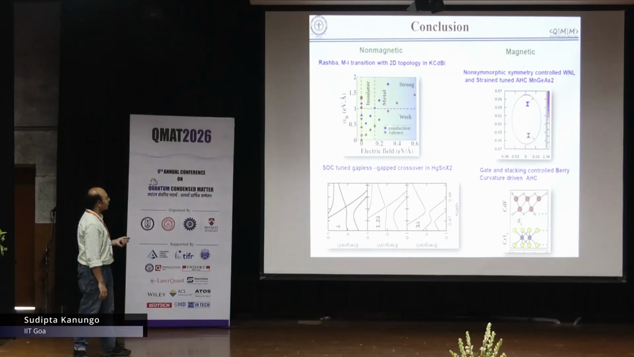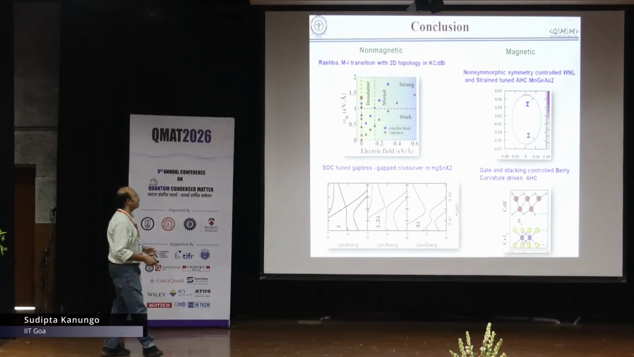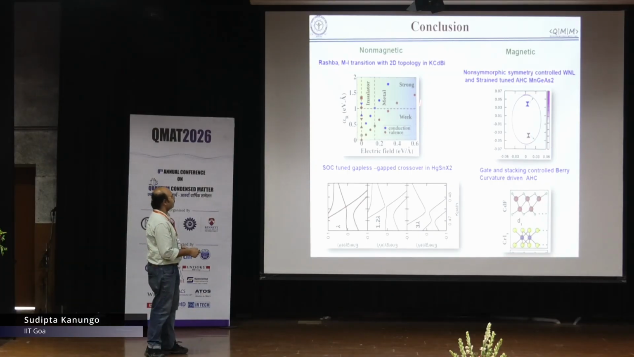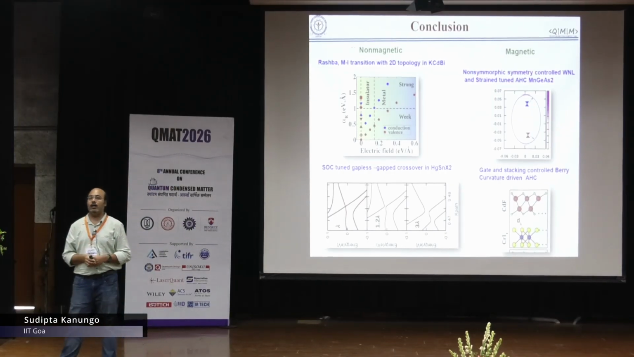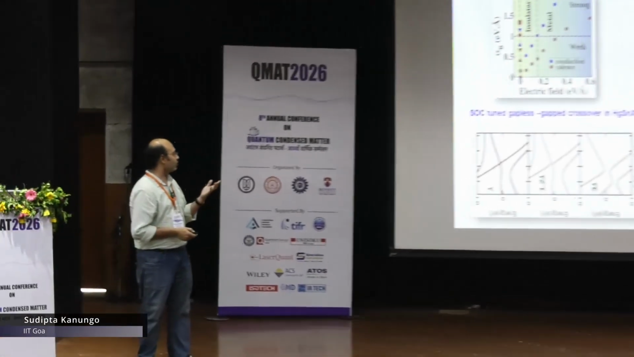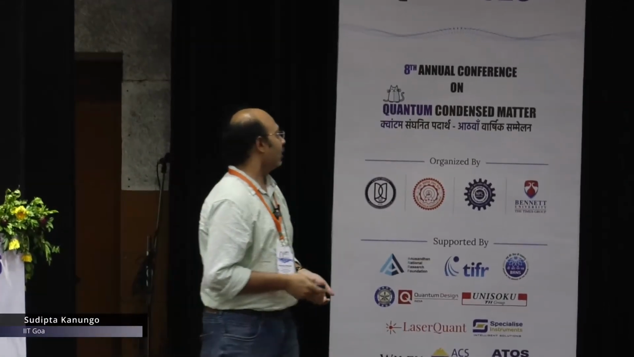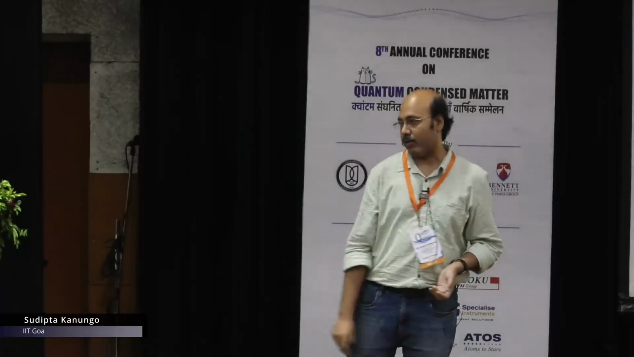So we basically covered 4 different types of design principles for the non-magnetic as well as the magnetic systems, where I can tune the interaction or the geometry to tune the topological phases. So at the end, thanks.